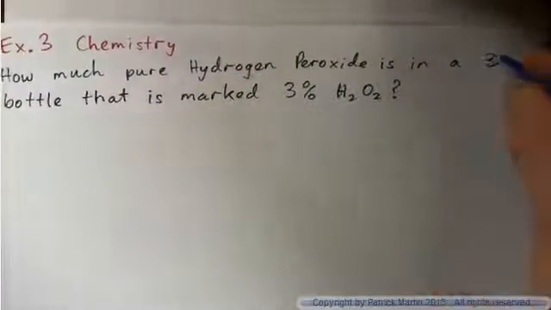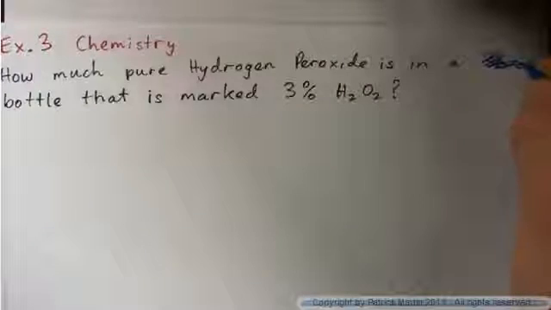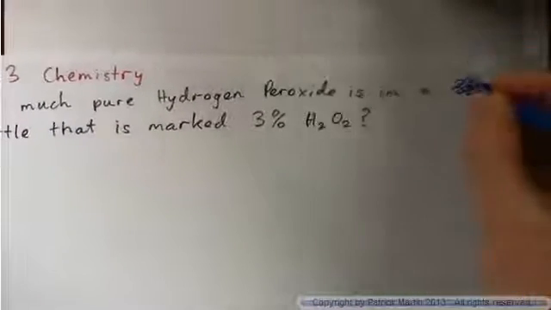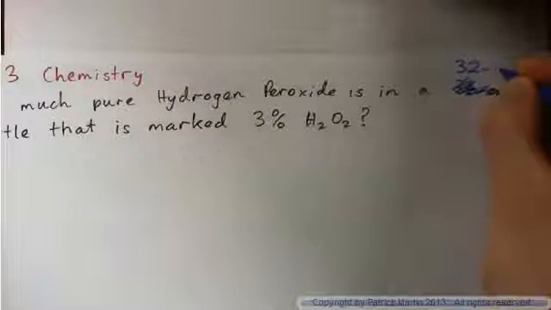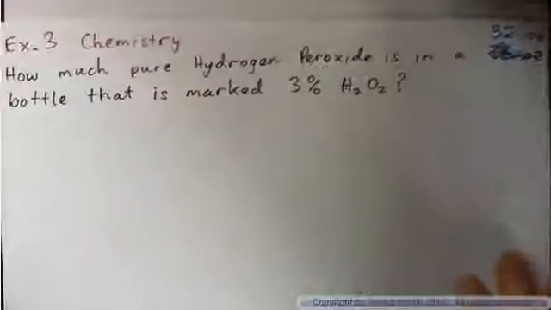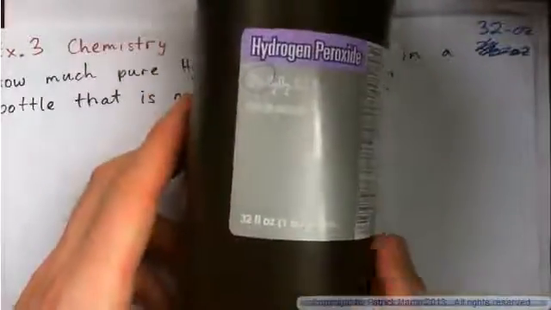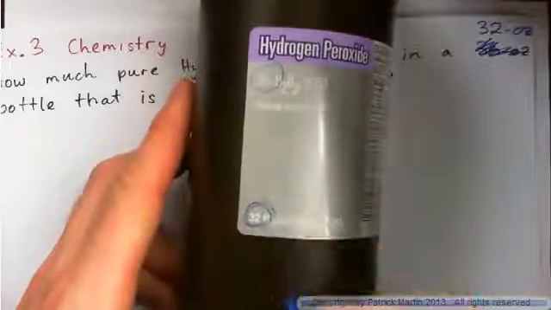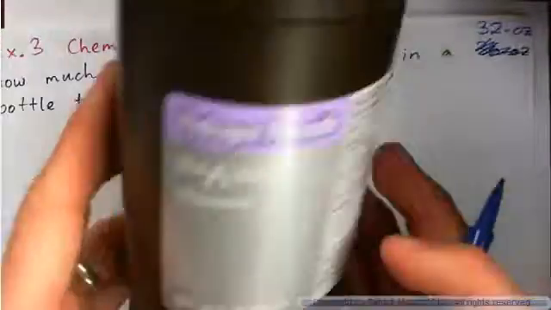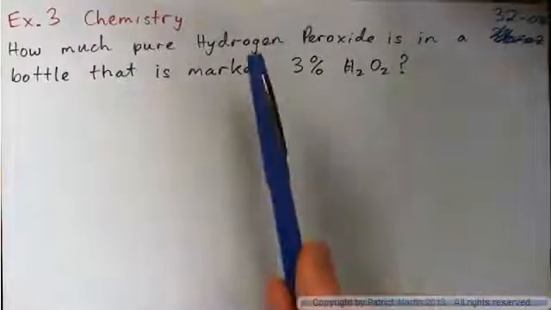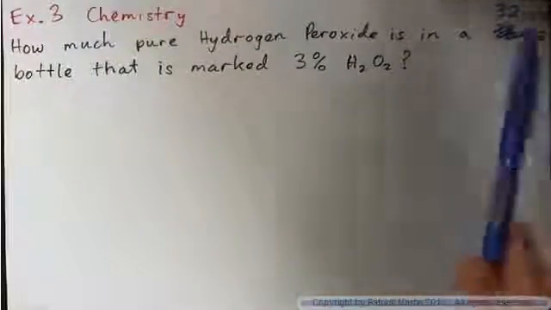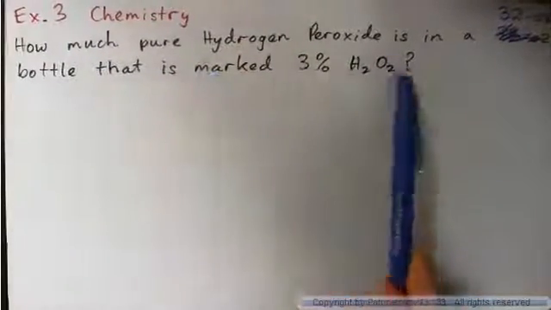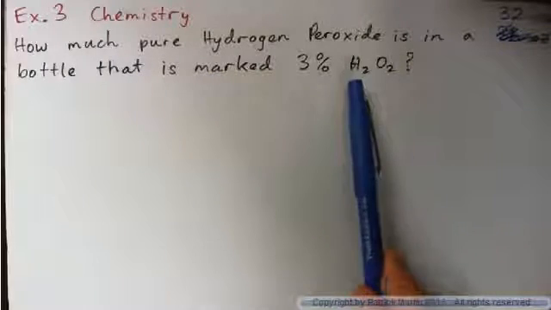Sorry, this is a 32 ounce bottle. Okay, we've got 32 fluid ounces here. See that? 32 fluid ounces. So how much pure hydrogen peroxide is in this 32 ounce bottle that is marked 3% H2O2, hydrogen peroxide?